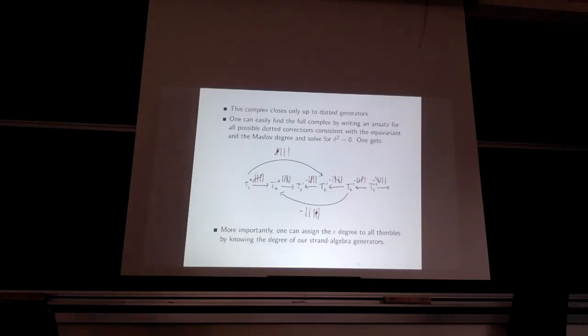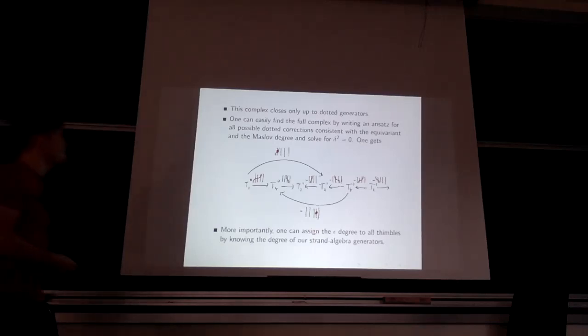Right, it closes downstairs because if you have a single strand, when you're removing the symmetric, in the downstairs algebra, you are just removing all the dots. And since the complex closes only up to dots, it does close downstairs. But like today, we'll be working upstairs mostly.